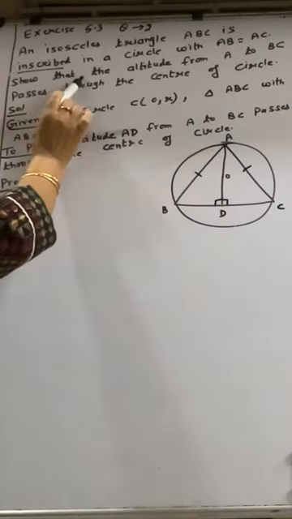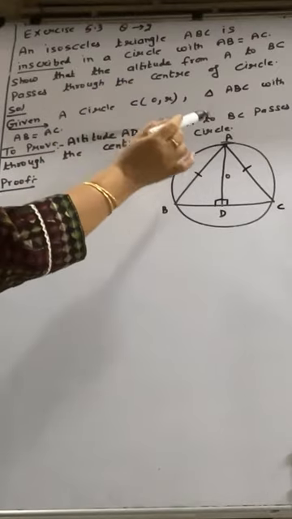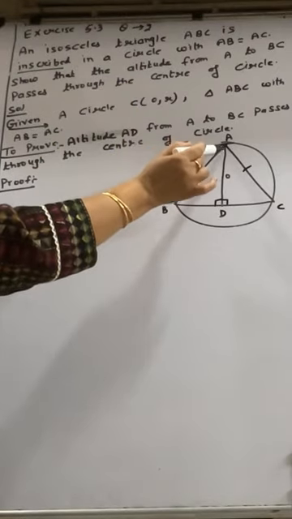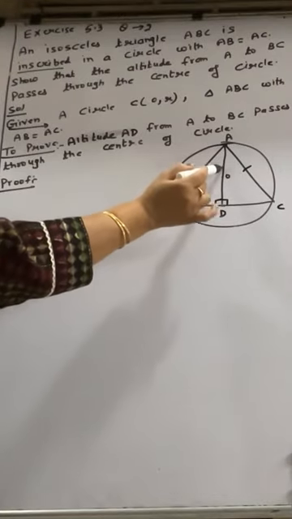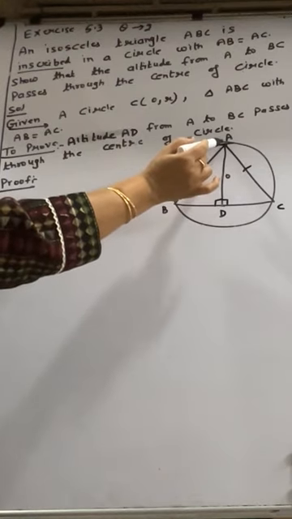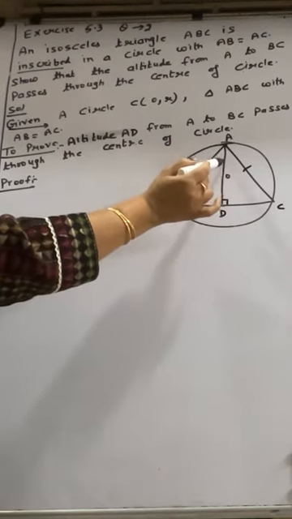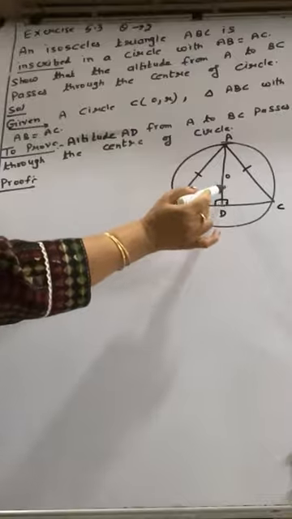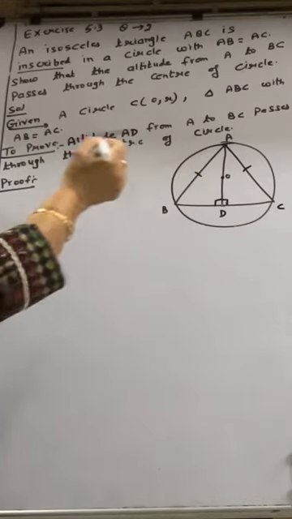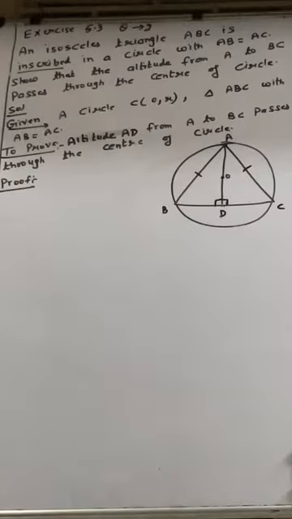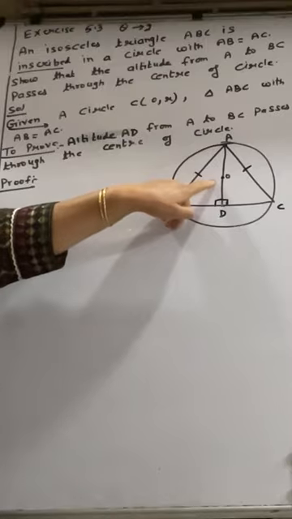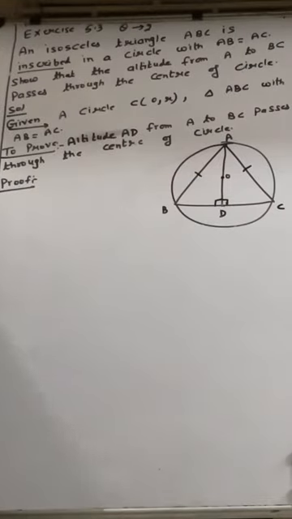Okay. Then we have to show the altitude from A to BC. This is point A. What is the meaning of altitude? Altitude means perpendicular. So if from the point A we draw the perpendicular on BC, we have to show that this perpendicular will always pass through the center of the circle, right? We have to prove that.